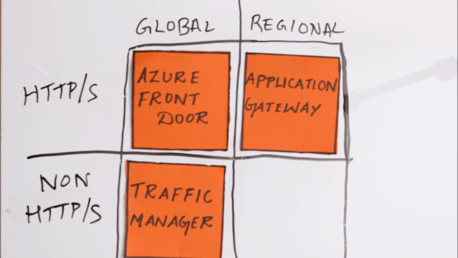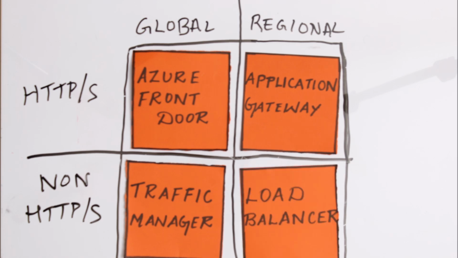When you need a global and a non-layer 7 load balancer, you would not go wrong with the Traffic Manager. And lastly, for a regional and a non-layer 7 load balancing option, you always have your good old friend Azure Load Balancer.